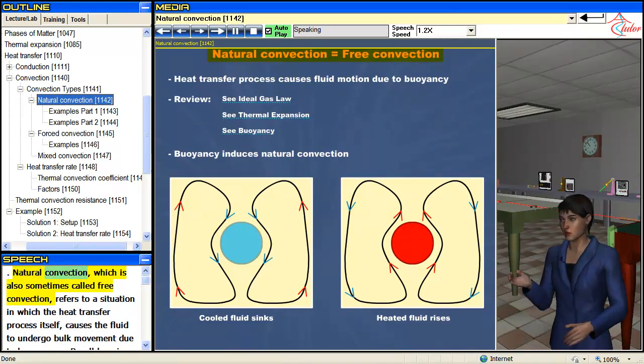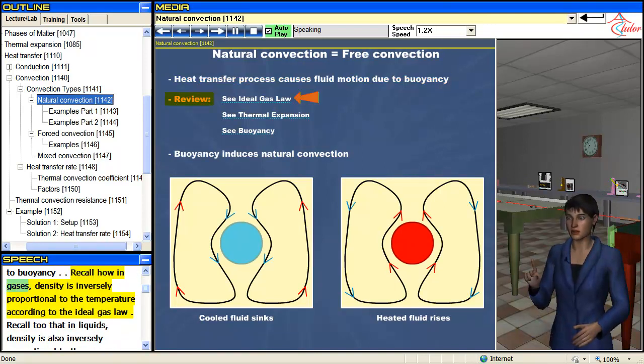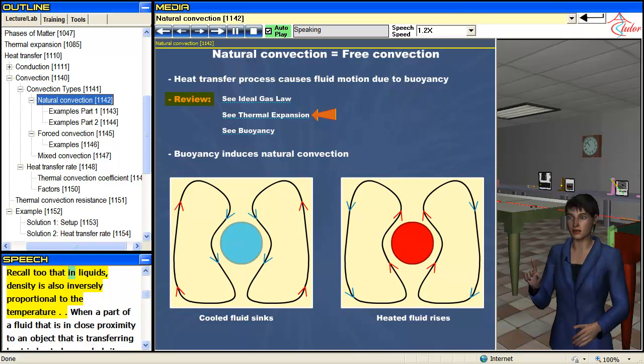Natural convection, which is also sometimes called free convection, refers to a situation in which the heat transfer process itself causes the fluid to undergo bulk movement due to buoyancy. Recall how in gases, density is inversely proportional to the temperature according to the ideal gas law. Recall too that in liquids, density is also inversely proportional to the temperature.